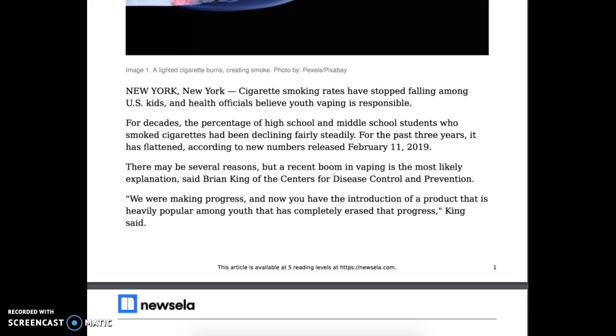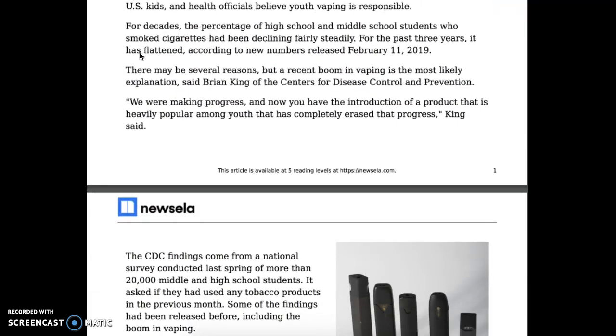Paragraph 3. There may be several reasons, but a recent boom in vaping is the most likely explanation, said Brian King of the Centers for Disease Control and Prevention. Paragraph 4. We are making progress, and now you have the introduction of a product that is heavily popular among youth and has completely erased that progress, King said.